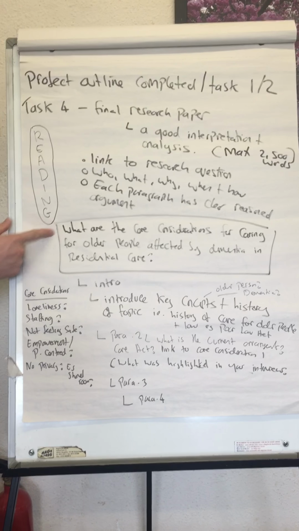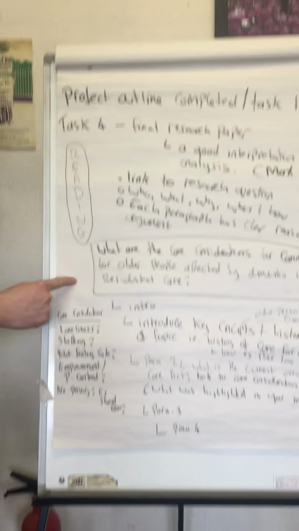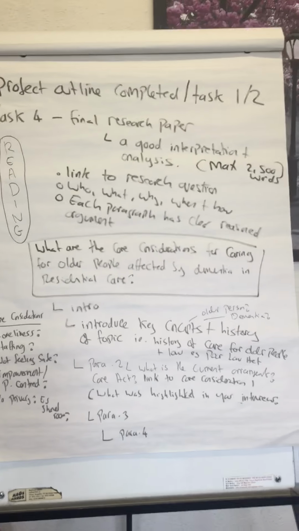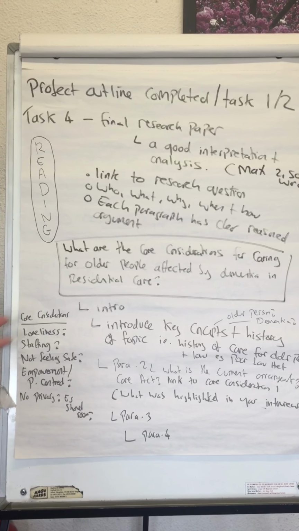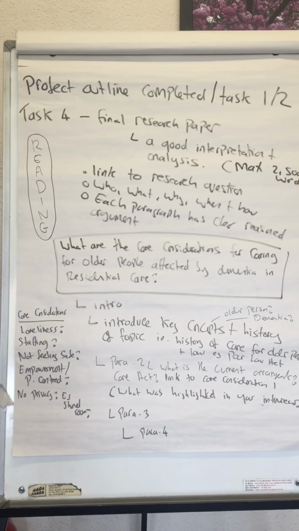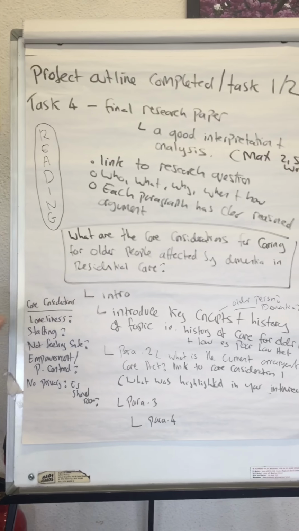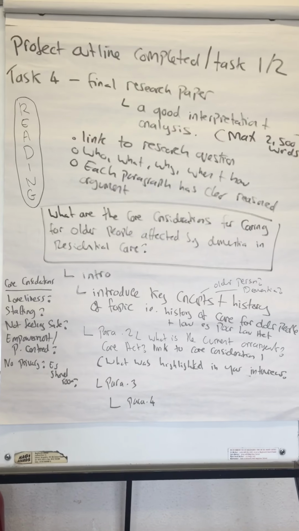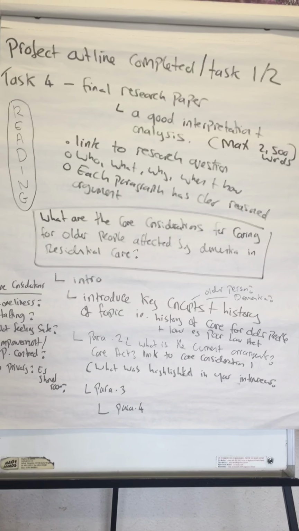So here is a little question to help you get your teeth into some top tips for your research project and your final paper. The question is, what are the core considerations for caring for older people affected by dementia in residential care? To help you think about how you'd respond, you would first of all hopefully have an introduction. You would then maybe think about writing about the history of adult support care for older people.